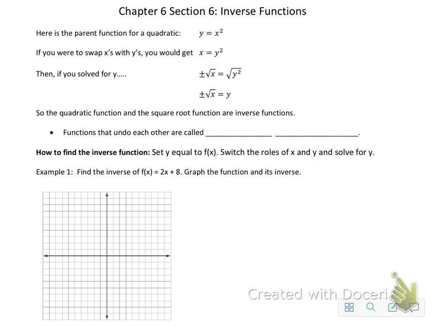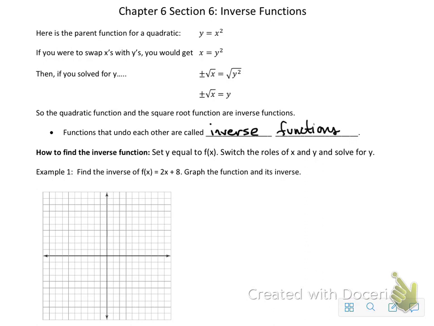So they are inverses, which is why whenever you get rid of a square, you take a square root. To get rid of a square root, you square it. They're inverses. They undo each other. So the quadratic function and the square root function are inverse functions. Functions that undo each other are called inverse functions. So you can find the inverse function of any function, and it's not always a function. The inverse function is not always a function, but you can still find it.